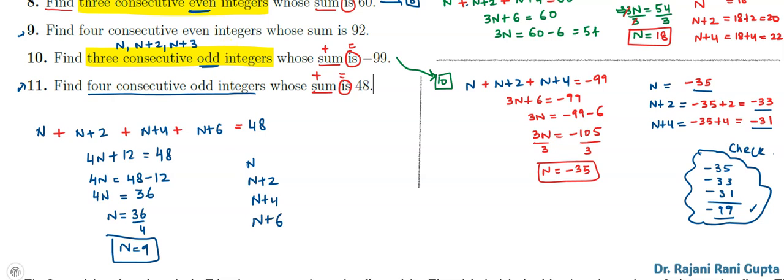Okay, you have n. N is 9. 9 plus 2, 11. 9 plus 4, 13. 9 plus 6, 15. So see, all of them are odd numbers. Okay. So it means it's correct. You can add them and check if it is coming to 48 or not.